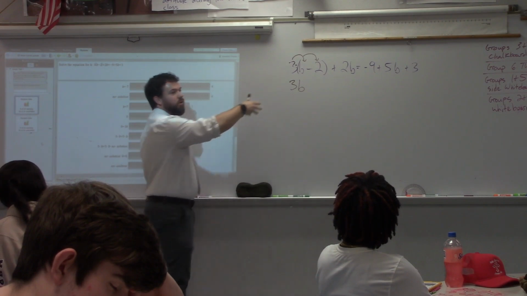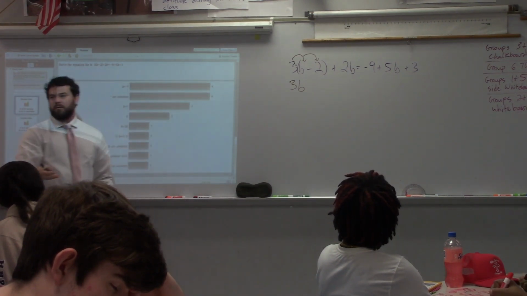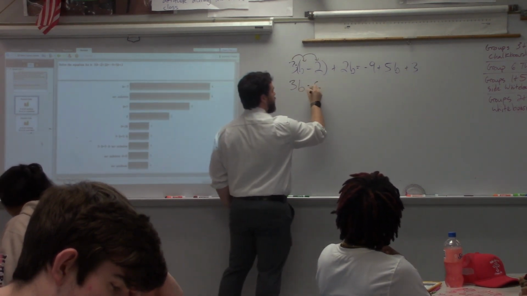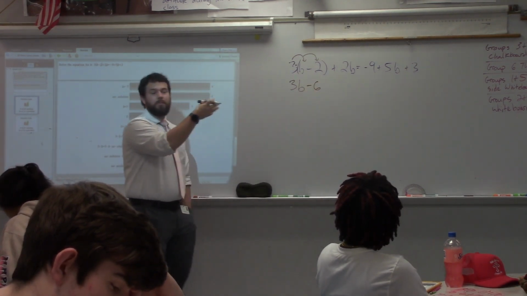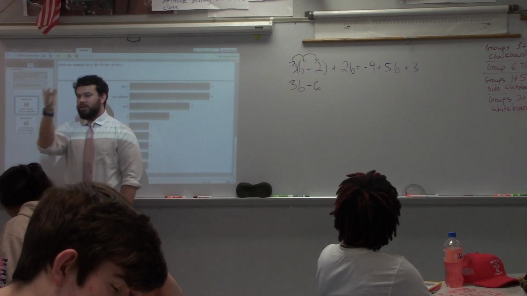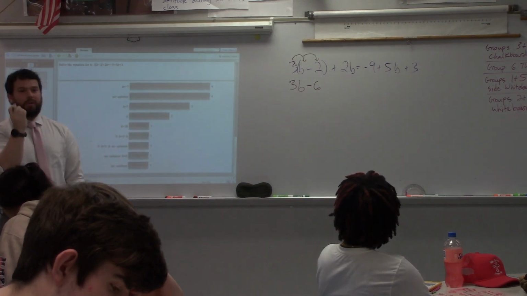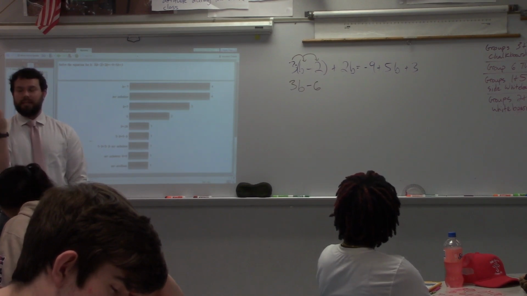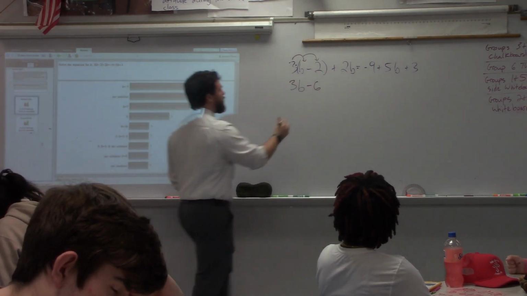How many negative 2's do I have being added? 3 of them. So I get negative 6. Right? That's the idea of distribution. It's not just, hey, I just multiply these things. At the end of the day, we always want to remember multiplication is repeated addition. That's the idea, especially when simplifying expressions, right?